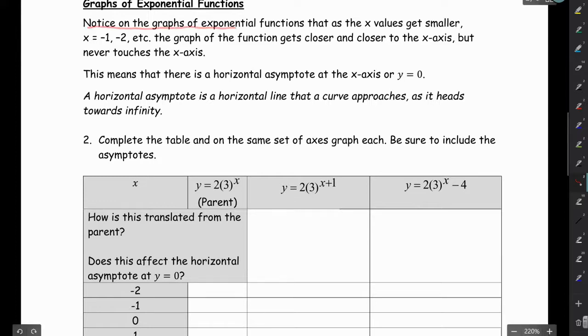Notice on the graphs of exponential functions that as x gets smaller, in other words, x is -1, -2, etc., the graph of the function gets closer and closer to the x-axis, but never touches it. This means we have a horizontal asymptote at the x-axis, or at the line y equals 0. A horizontal asymptote is a horizontal line that a curve approaches as it heads towards infinity.